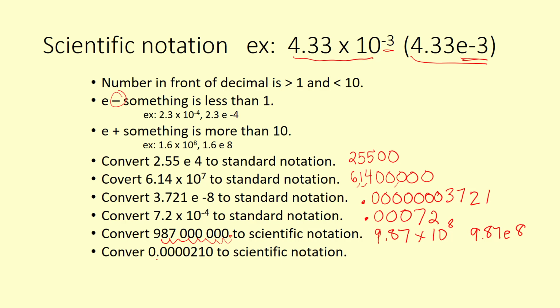Okay, last but not least, we got to convert this one. So this is less than 1, so it's going to be negative 1, 2, 3, 4, 5. After the 10 or after the E, it's going to be negative. So 2.10 times 10 to the negative 5th, or 2.10E negative 5.